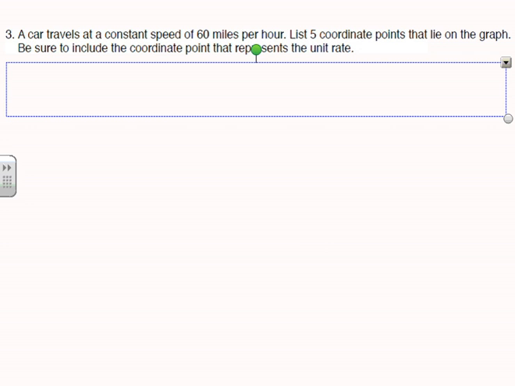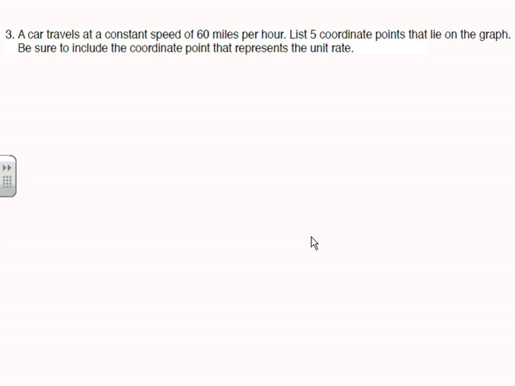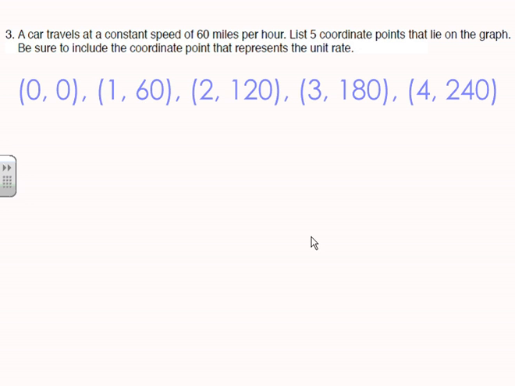All right, next, a car travels at a constant speed of 60 miles per hour. List 5 coordinate points that lie on the graph, including the unit rate. So we know this is a proportional relationship, so we're going to have 0, 0 as one of them. You do need to have them in the correct order. If you switch them, then your graph has different axes.